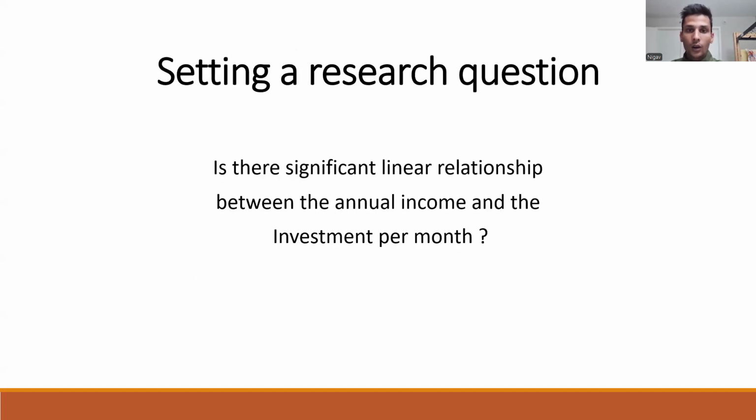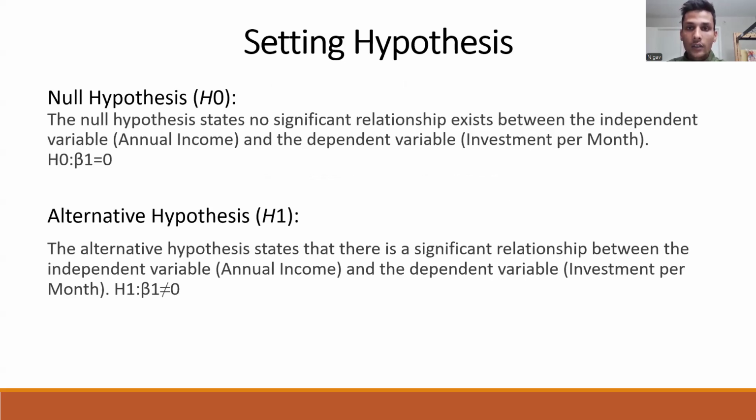After this, we have to set a primary research question. I have set one question: is there a significant linear relationship between annual income and investment per month? For it, we first set the hypotheses. The null hypothesis states that no significant relationship exists between the independent variable and the dependent variable. Likewise, the alternative hypothesis states that there is a significant relationship between the independent variable and the dependent variable.